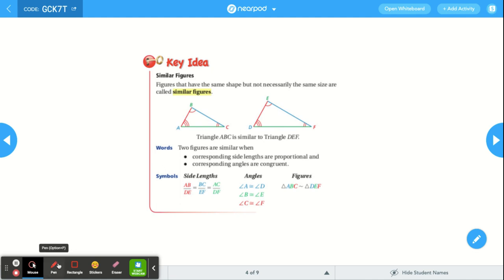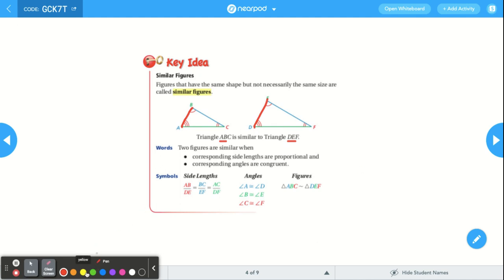Now, there's two criteria or two rules that have to be applied when you're looking at things that are similar. First, the corresponding side lengths are proportional. Remember, corresponding just means it's the same side or the same angle, but on the other figure. So if we're looking at, for example, side AB, it corresponds to side DE. And you can also see that in the name of the triangle. AB, the first two letters of the triangle, correspond to DE.